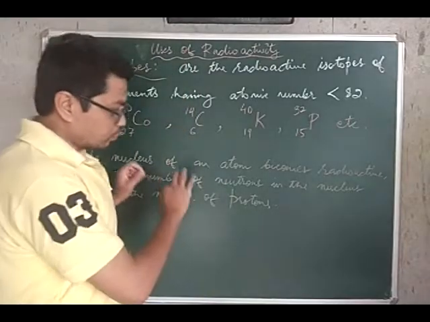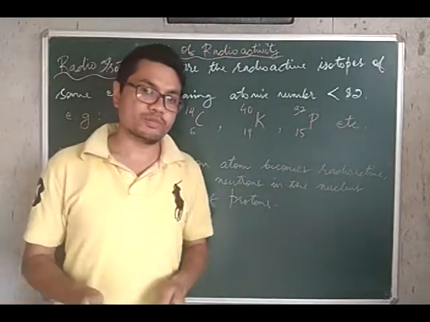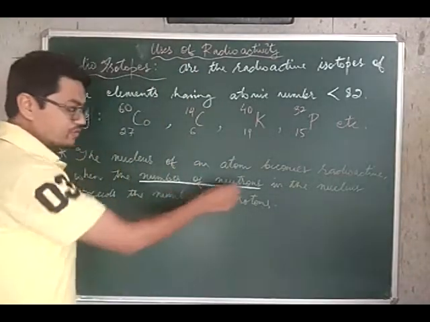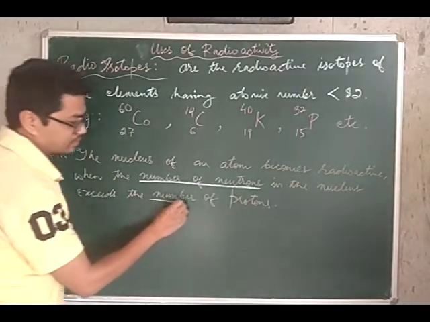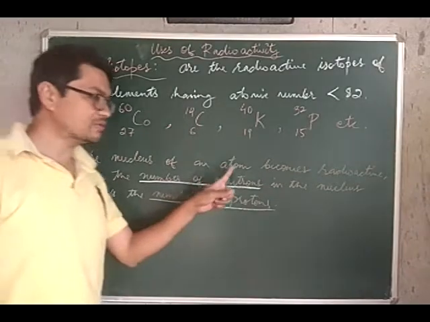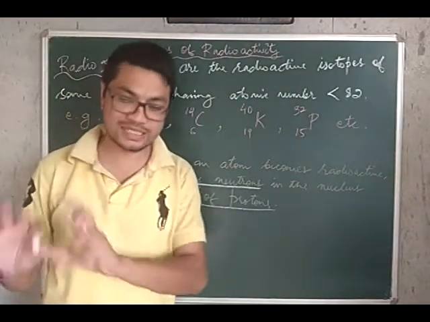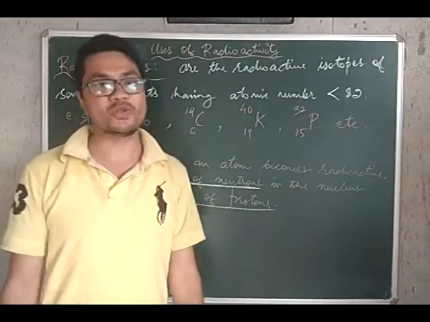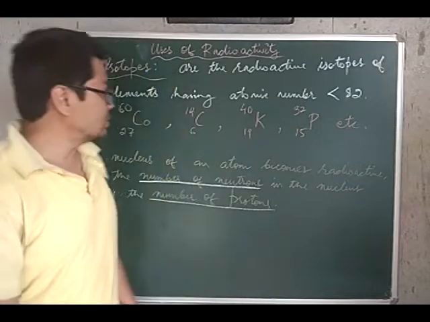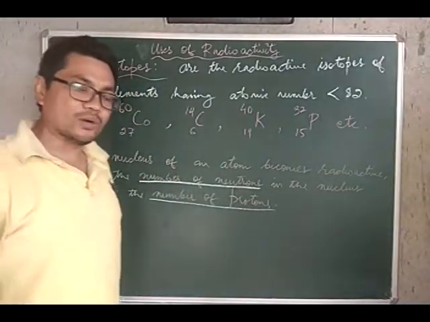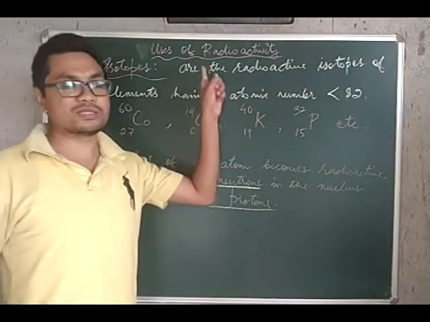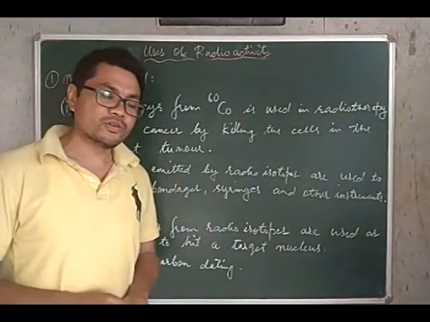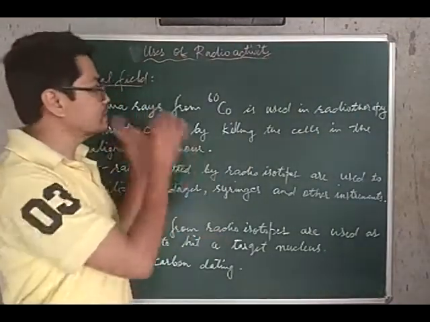Now which nuclei are radioactive or unstable, so to say? Basically nuclei where the number of neutrons is greater than the number of protons. So if the number of neutrons exceeds the number of protons inside the nucleus, then the nucleus becomes radioactive. Remember. It is these radioisotopes which find their uses in different fields like the scientific field, medical field and so on. Let us therefore study the use of radioactivity.